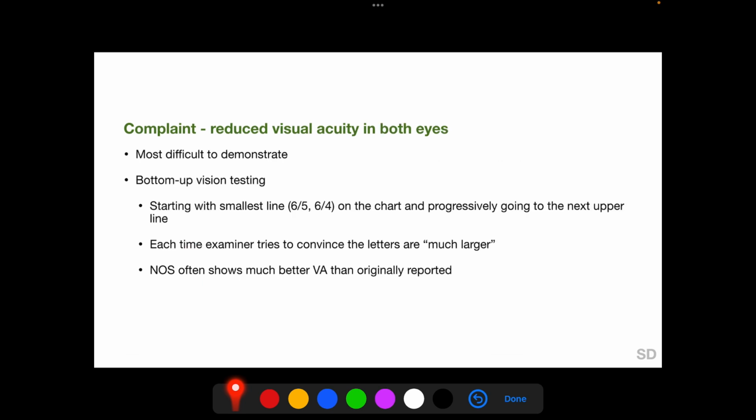And when the complaint is of a reduced visual acuity in both the eyes, it is most difficult to identify or exclude a non-organic complaint. Bottom-up vision testing is a very important test in this situation, in which we start with the smallest line on the chart and project a single line at a time with an electronic chart, progressively going to the next larger line. Each time the examiner tries to convince the patient that the letters are much larger, and an NOS often shows much better VA than originally reported with single Nellen lines.